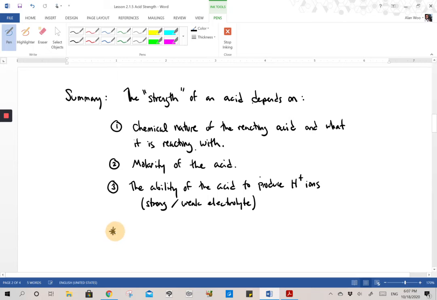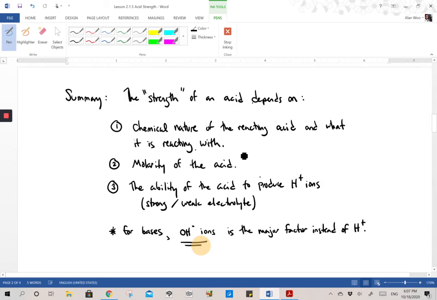And we'll make a little note here that for bases, the hydroxide ion is the major factor instead of H+.